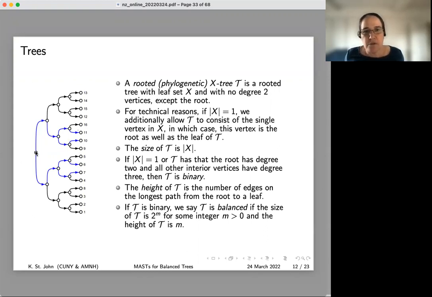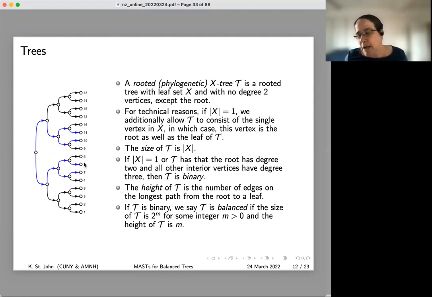And for technical reasons, if our tree only has 1 leaf, we're going to allow that to be both the leaf and the root. That's just to make some of the math work better. The size of the tree is literally the number of leaves. I'll usually refer to it as n.